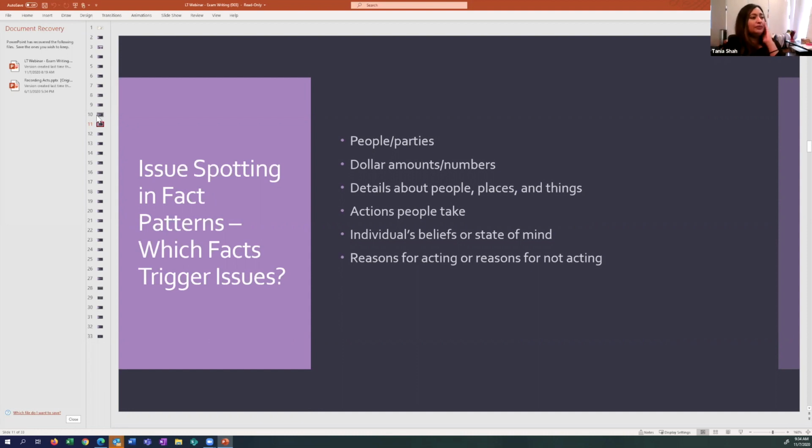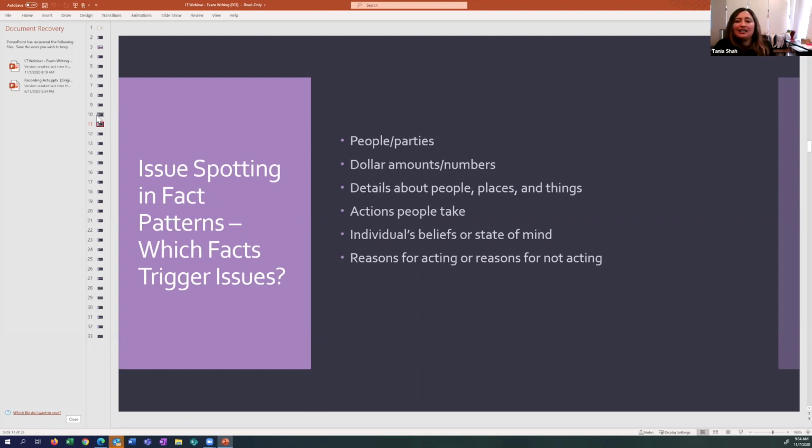Details about people, places, and things. Big deal. All right. Actions that the people take are going to be really important because that is going to be the basis of probably a claim, right? Is it a battery? Is it an assault? Is it one of those things?